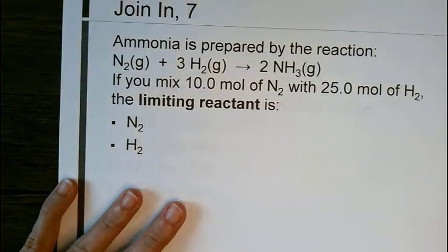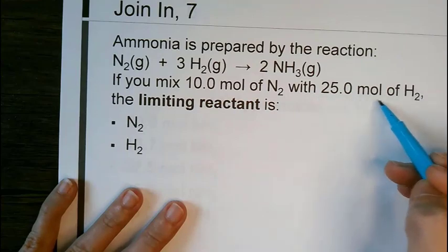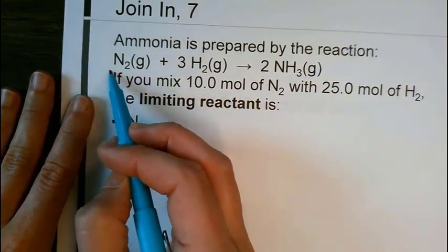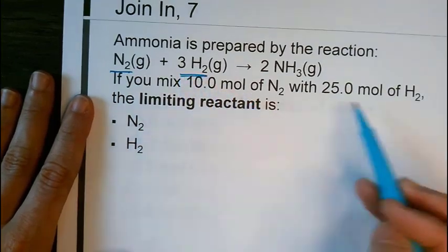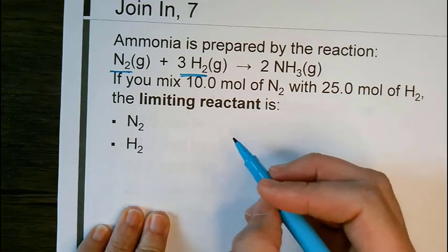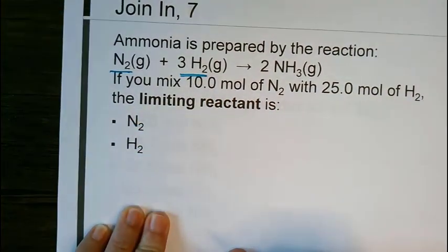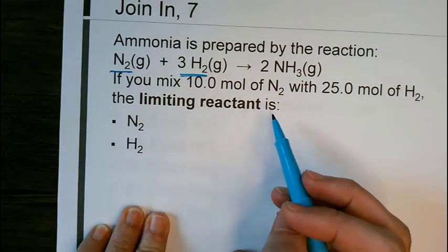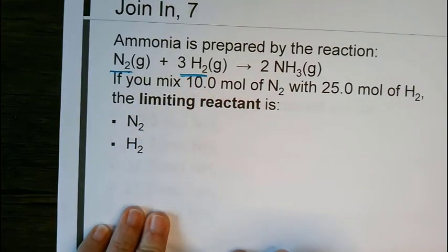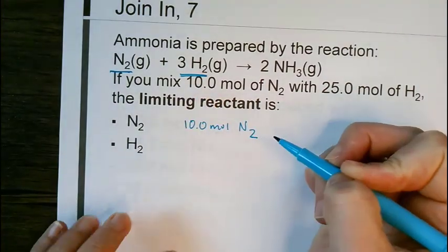In this sample problem, ammonia is prepared by the following reaction. If you mix 10 moles of nitrogen and 25 moles of hydrogen, what is the limiting reactant? So in this case, we're given the quantity of both reactants. So instead of starting with grams, we're already at moles with both of these. So why don't you pause and see if you can work to find what the limiting reactant is. Is it the nitrogen or is it the hydrogen? Let's see if you set it up right.